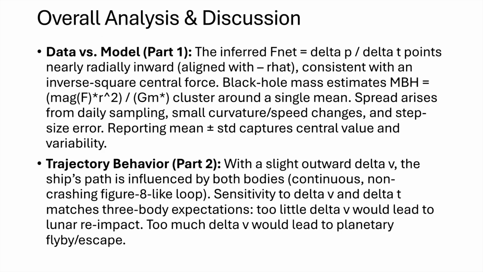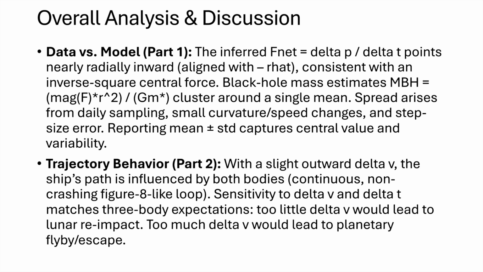So overall analysis and discussion. Data versus model, part 1. The inferred Fnet, equal to delta p upon delta t, points nearly radially inward, aligned with negative r hat, consistent with an inverse square central force. For the black hole mass estimate, mass of black hole is equal to the magnitude of force times r squared upon GM of the star. The estimates cluster around a single mean. Spread arises from daily sampling, small curvature or speed changes, and step size error. Reporting mean plus or minus standard deviation captures the central value and variability.